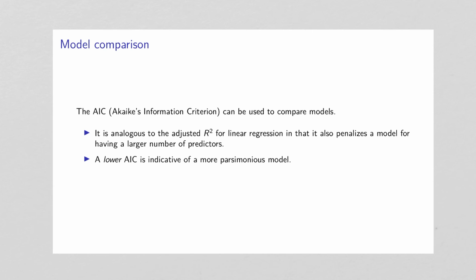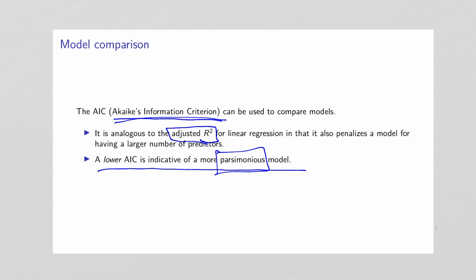When you're doing a lot of models, you want to use Akaike's information criterion. It's analogous to the adjusted R squared, just to tell you which model is the best one. A lot of times we throw a lot of variables into a model and it gets all confusing, so we just look at the AIC. A lower AIC is indicative of a more parsimonious model, a model in which the predictors are better fit.